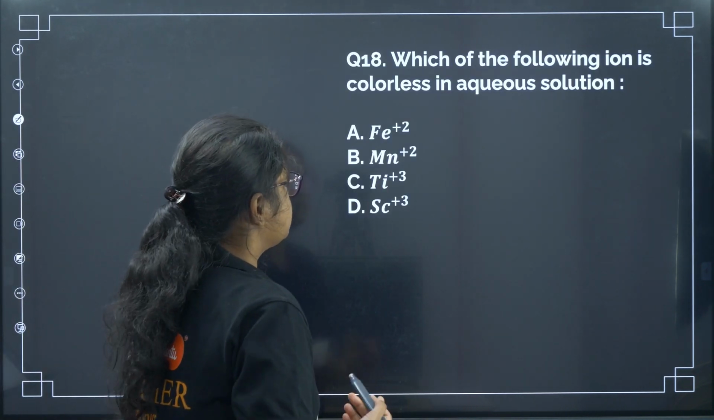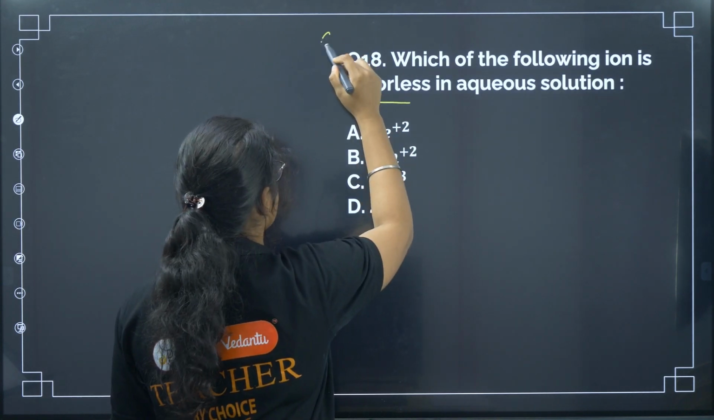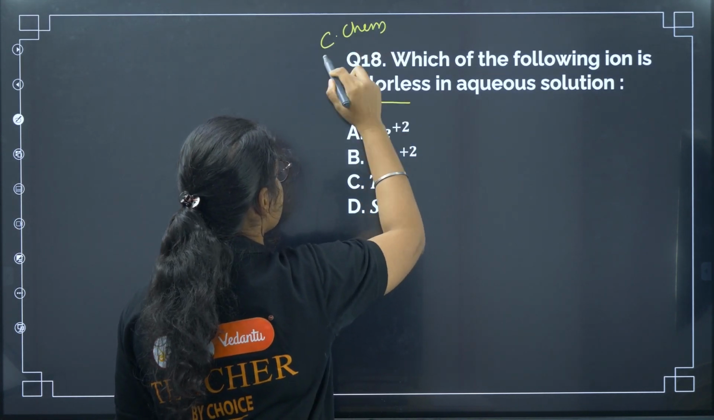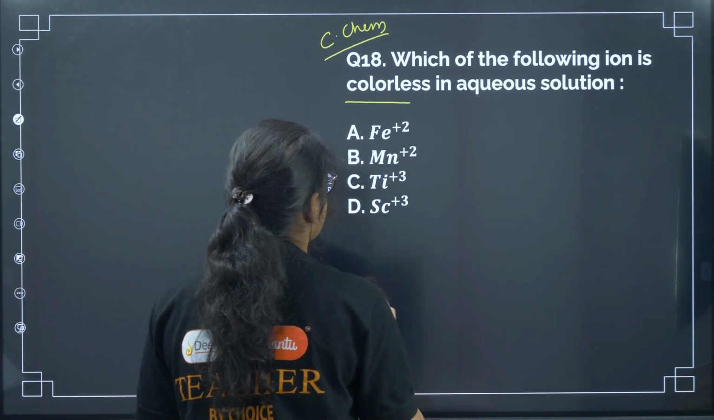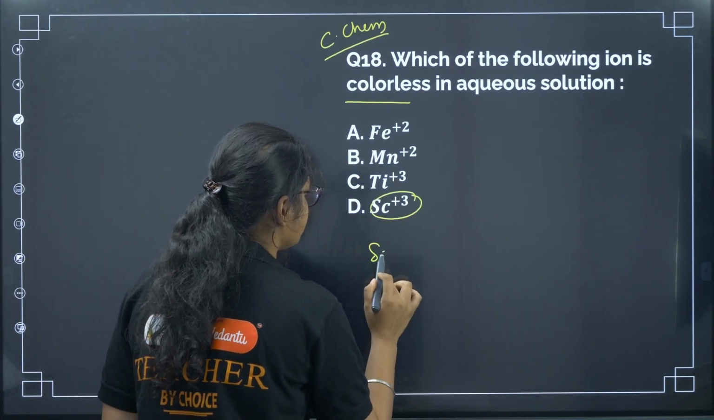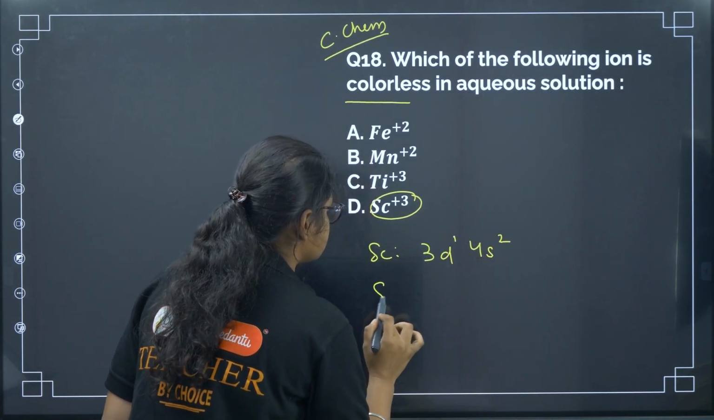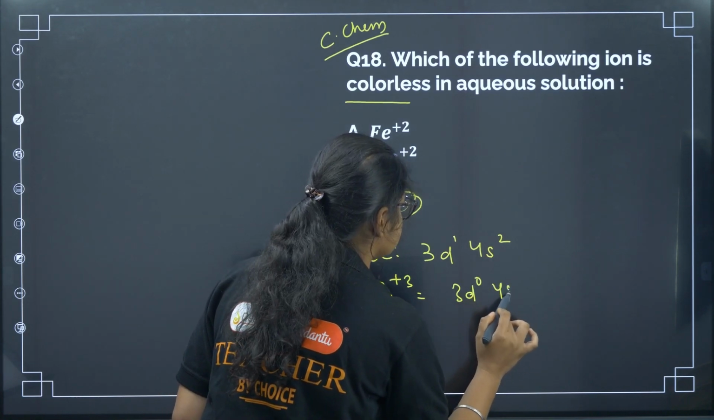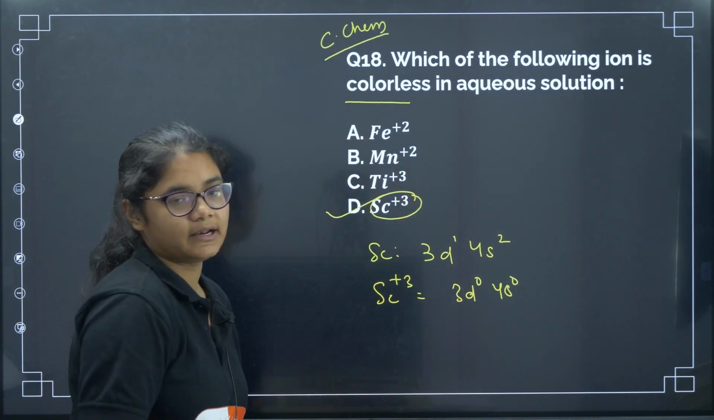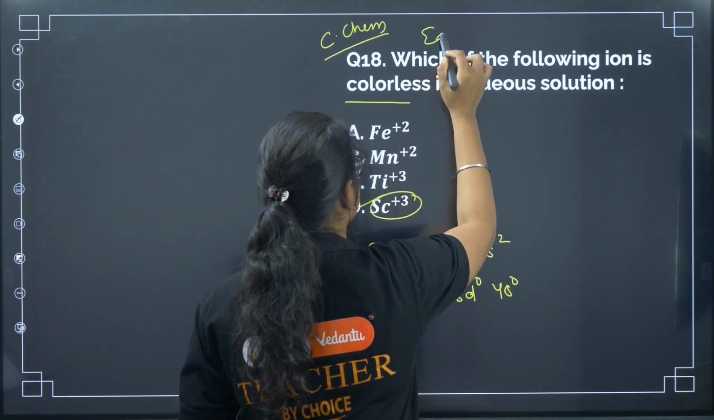Next, which of the following ions is colorless in aqueous solution? Again from coordination chemistry. If there is no unpaired electron, it will be colorless. Scandium electronic configuration is 3d1 4s2. So scandium 3+ will be 3d0 4s0, no unpaired electron, so it will be colorless. Correct answer is option number D. Again a very easy question.